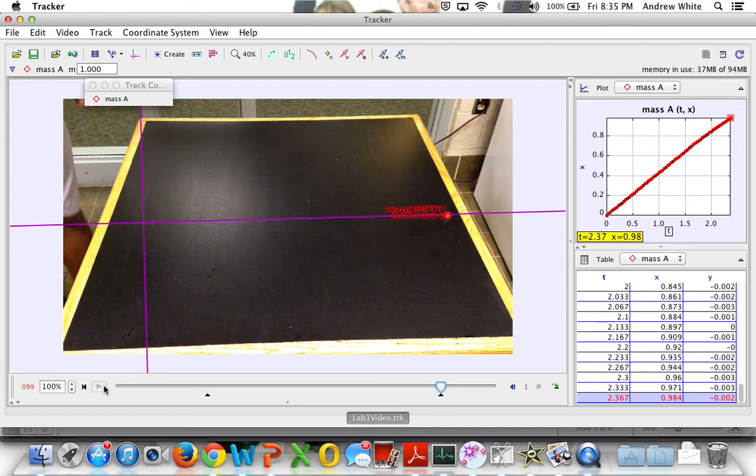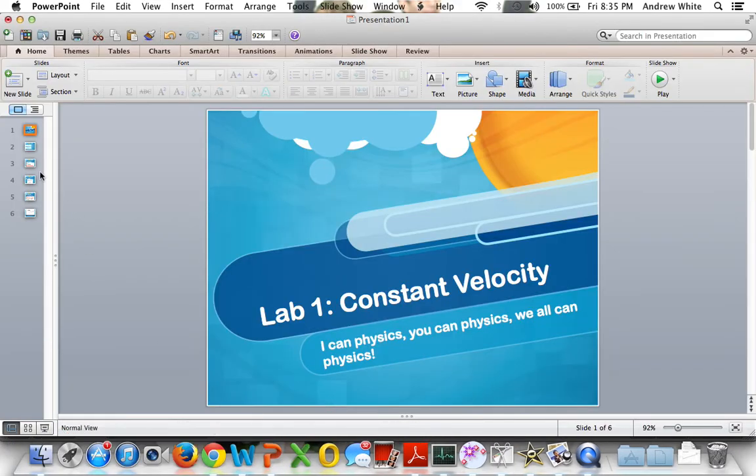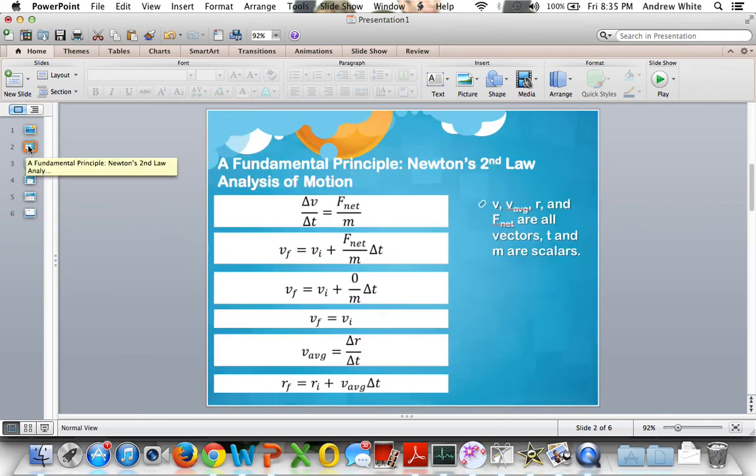Flipping the axes flips the slope of the graph. However, flipping the axes would not affect the marble moving at a constant velocity. The velocity would ultimately remain constant. Now on to Newton's second law.